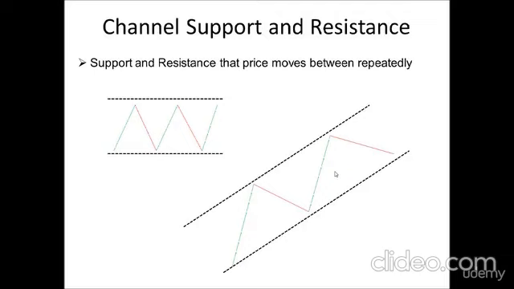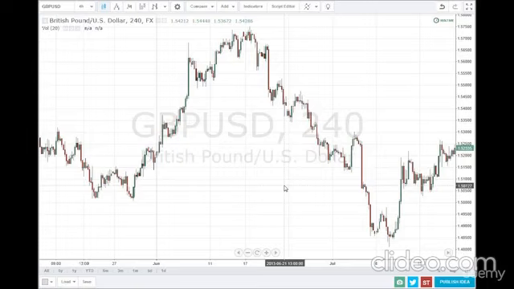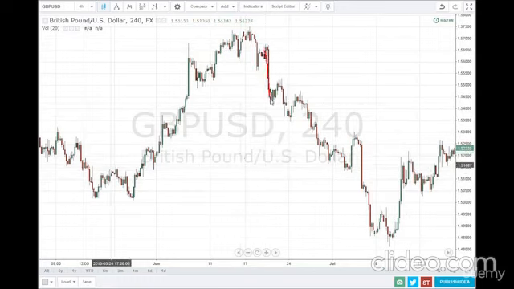And to best demonstrate this, let's look at another price chart. Once again, this is the pound against the dollar. This is a 4-hourly chart. And on my screen I have a clear uptrend and a clear downtrend. Let's start with the downtrend. You'll notice we have a push, a pullback, a push, a push, a pullback, and another push.